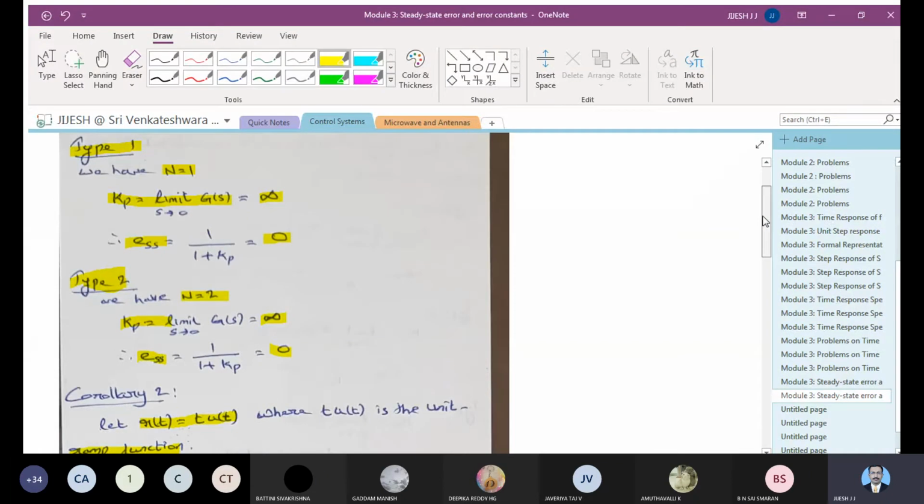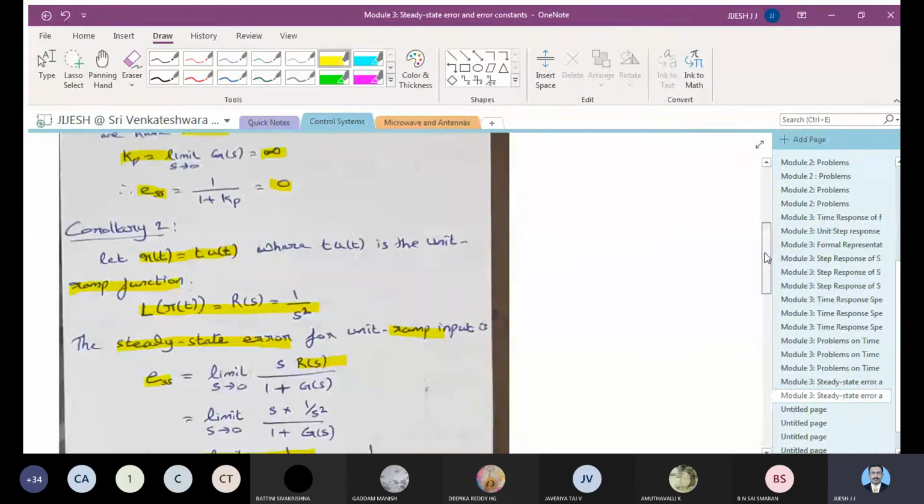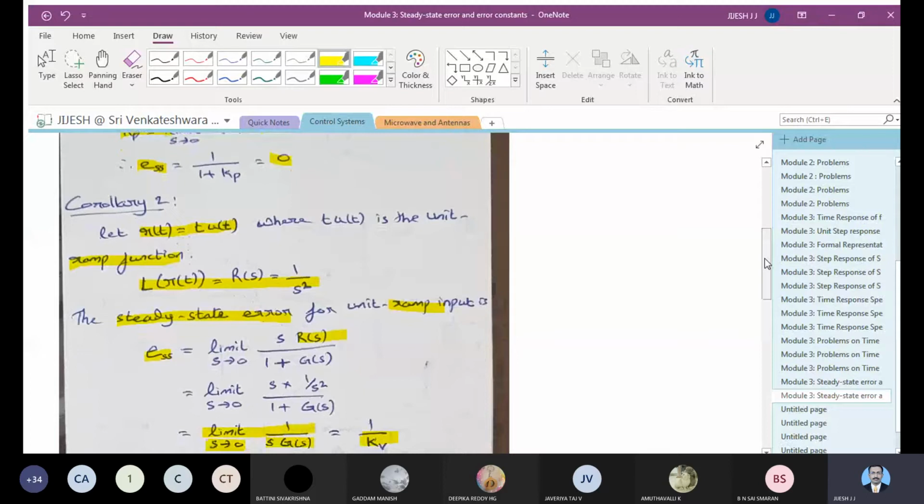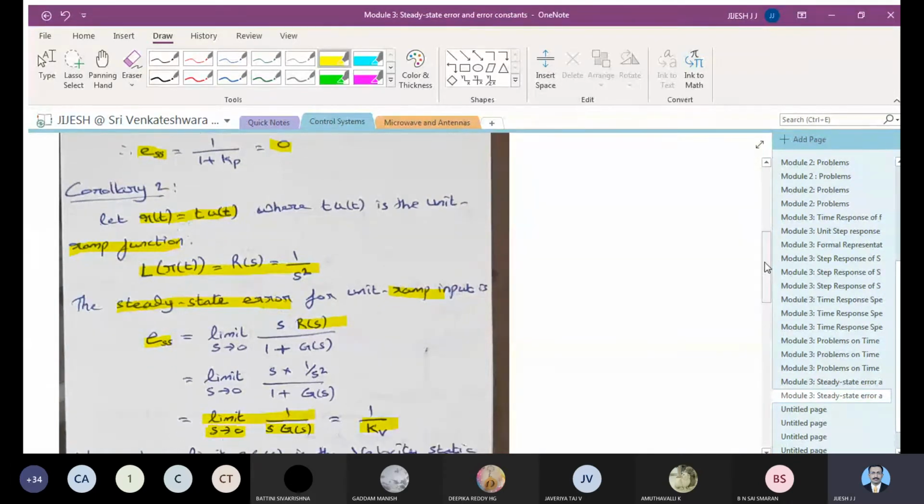So we will go with the equation for ESS. All of you have written the equation for ESS as well, 1 by Kv. Have you all written ESS as 1 by Kv? Any clarification is required? Is that clear for all of you? Yes, sir. Okay, then let me know what is the equation for Kv.